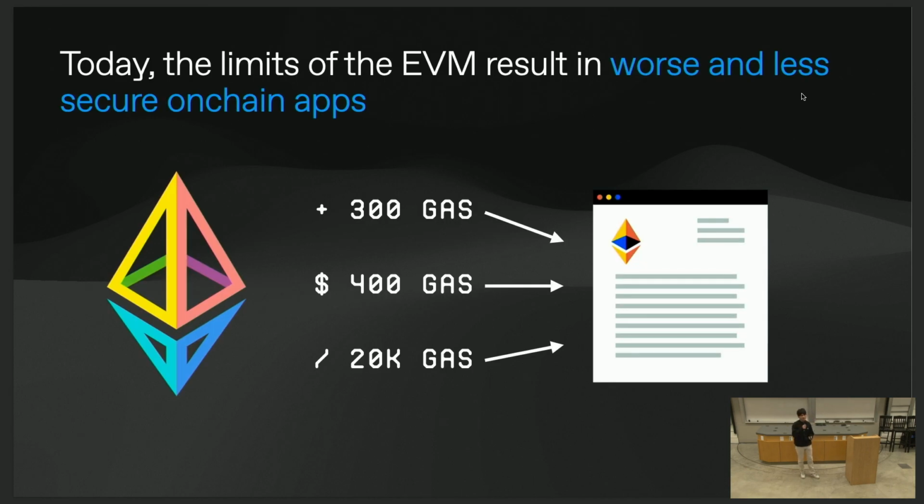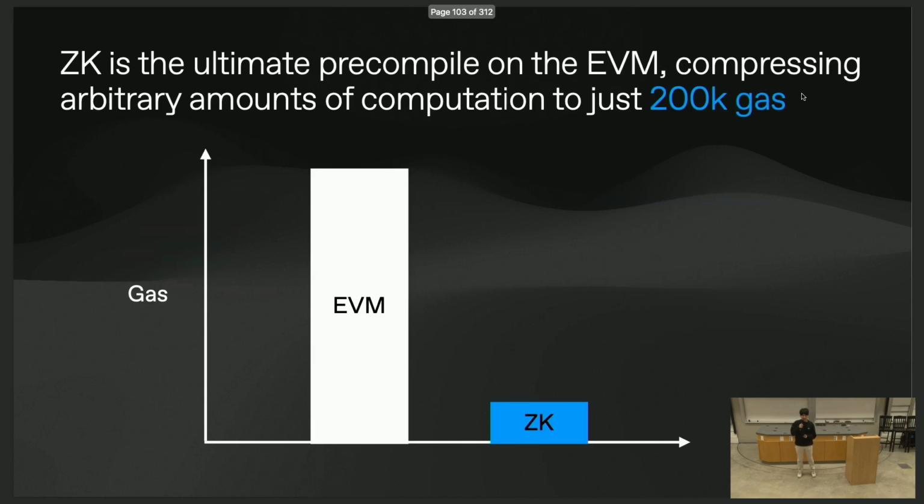To give some context as to why ZK is super interesting, you might have already gotten this from some of the previous talks, but there are inherent physical limits to the EVM that prevent developers and users from getting the applications and the security properties that they actually want from the main chain. ZK is the ultimate holy grail precompile on the EVM, because it can compress an arbitrary amount of computation on the EVM down to just 200K gas.